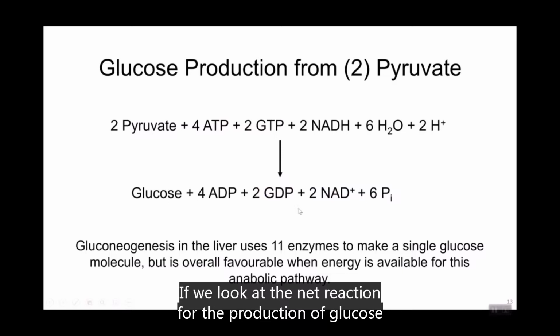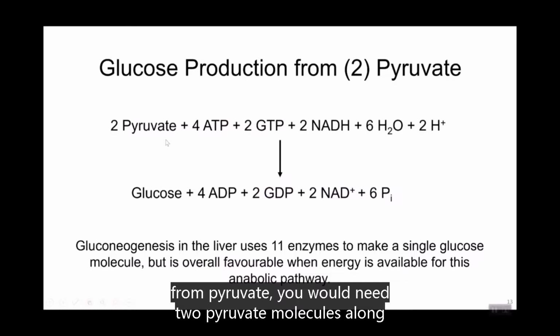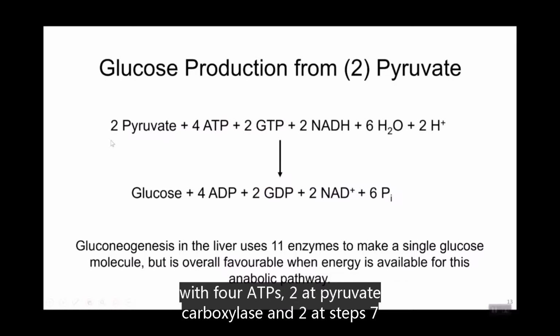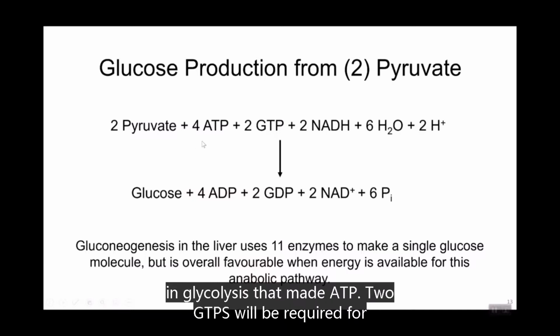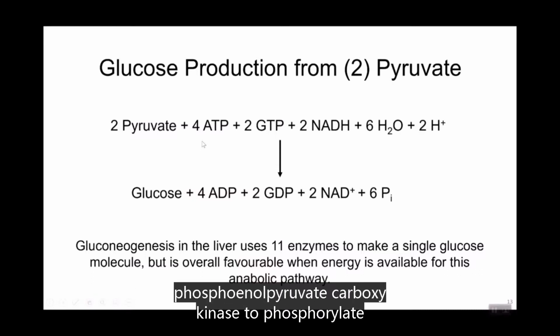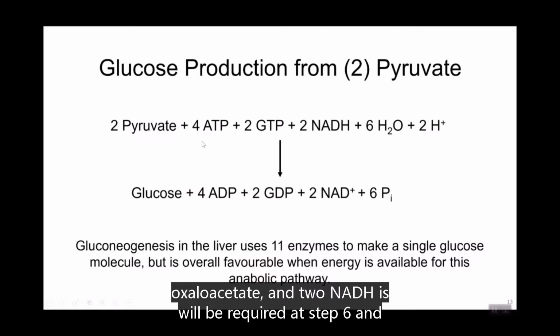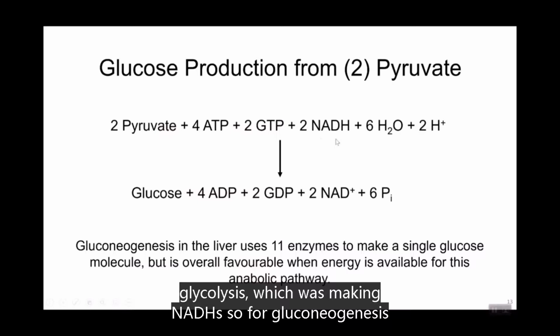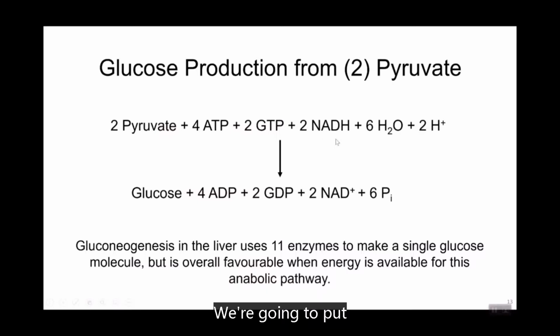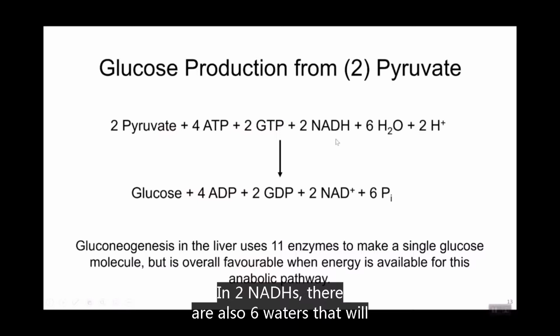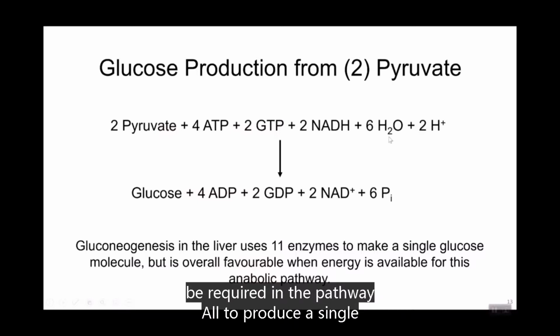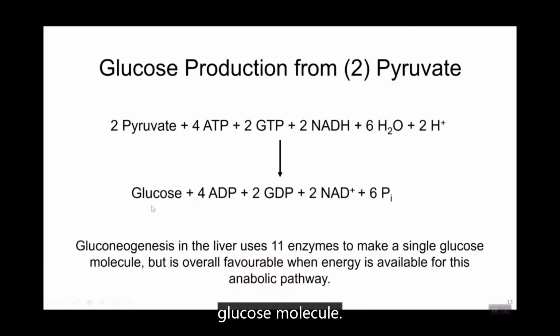If we look at the net reaction for the production of glucose from pyruvate, you would need 2 pyruvate molecules along with 4 ATPs, 2 at pyruvate carboxylase and 2 at step 7 in glycolysis that made ATP. 2 GTPs will be required for phosphoenolpyruvate carboxykinase to phosphorylate oxaloacetate, and 2 NADHs will be required at step 6 in glycolysis, which was making NADHs. So for gluconeogenesis, we're going to put in 2 NADHs. There are also 6 waters that will be required in the pathway, all to produce a single glucose molecule.